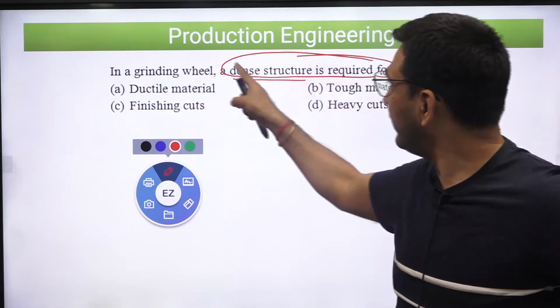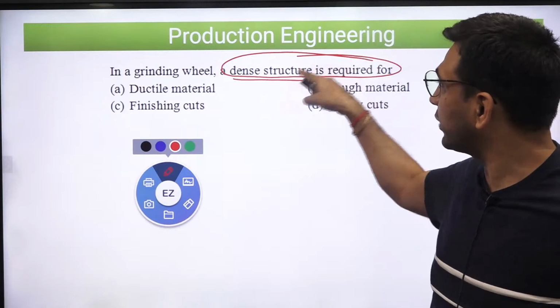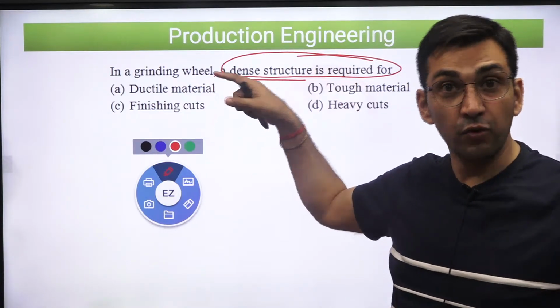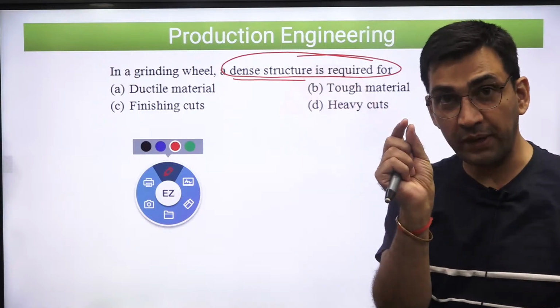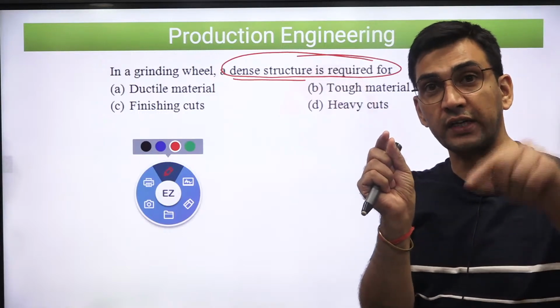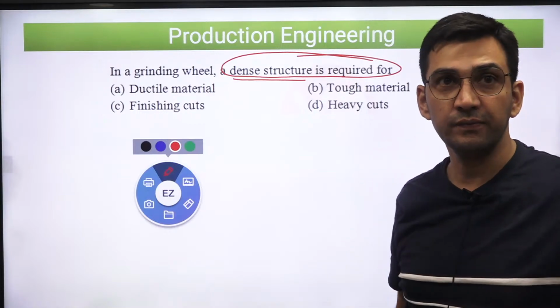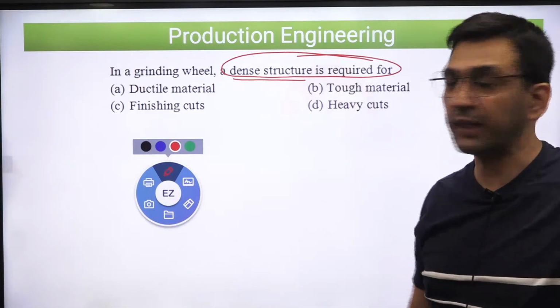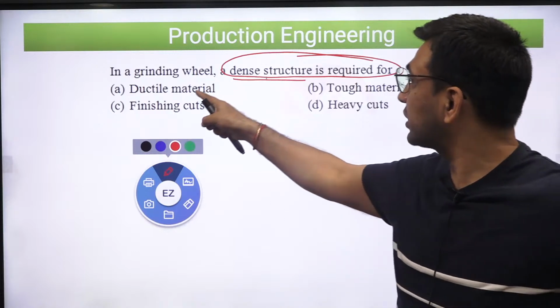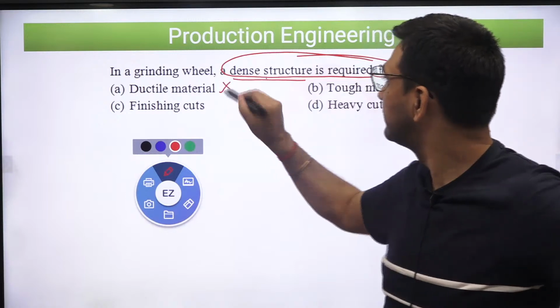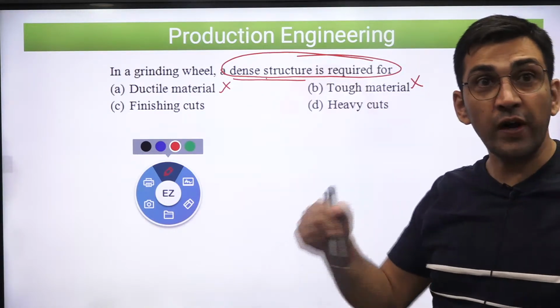In a grinding wheel, a dense structure is required. कब चाहिए आपको dense structure? क्या ductile material करोगे आप या tough material करोगे? अगर dense structure है, gap कम है, and if you go for tough or ductile material, chip size will be more. Immediately क्या करेगा? Clog कर जाएगा. You will clog it, inefficient बना देगा. So you cannot use dense structure for ductile and tough materials. ना ही आप उसको heavy cut के लिए कर सकते हैं.